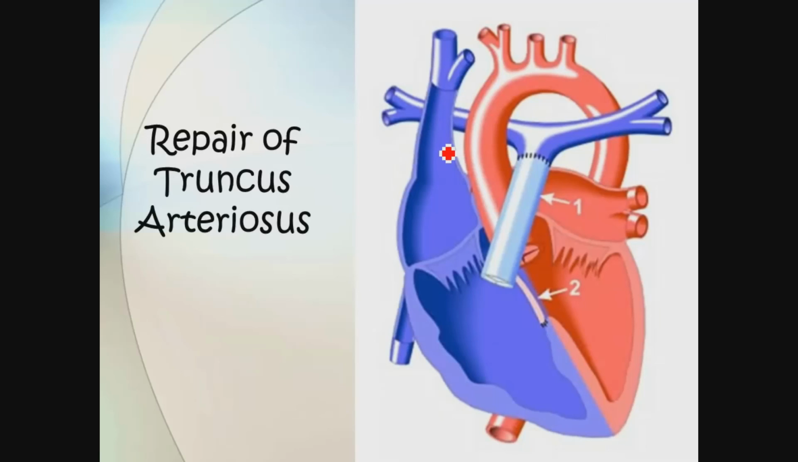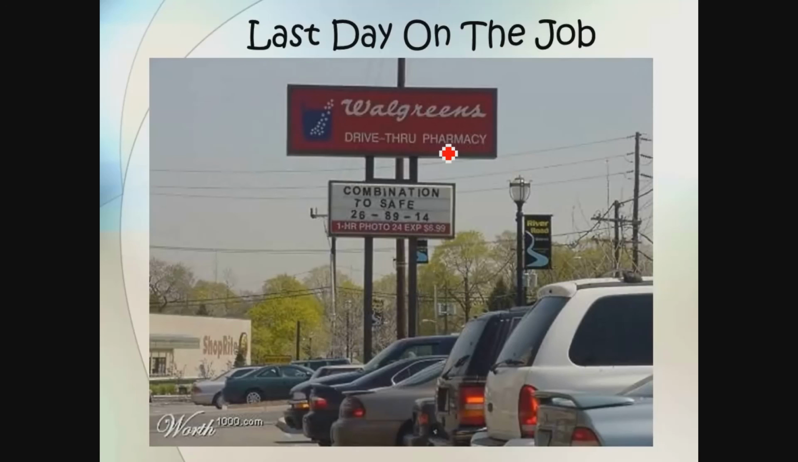And that's basically what they do. They just graft in a new pulmonary artery to be able to attach it to the right ventricle and close off the VSD. And I think I'll stop there.